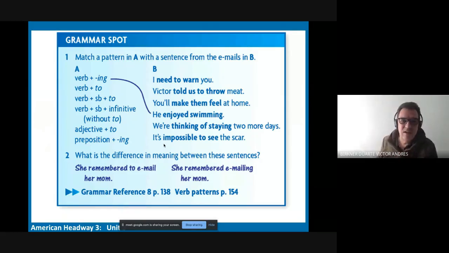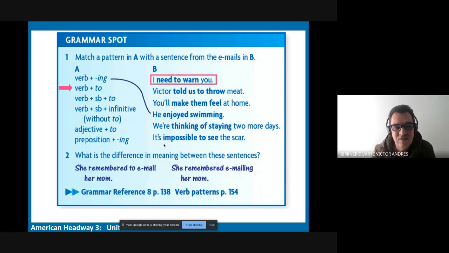We have to do something here. Match a pattern in A with a sentence from the email in B. For example, we have verb plus ing. He enjoyed swimming. Now let's see verb plus to. I will just do the exercise on my own and you think and see if you are right or wrong, right? Let's see. Verb plus to. Let's see which sentence is the correct one. All right. I need to warn you, right?